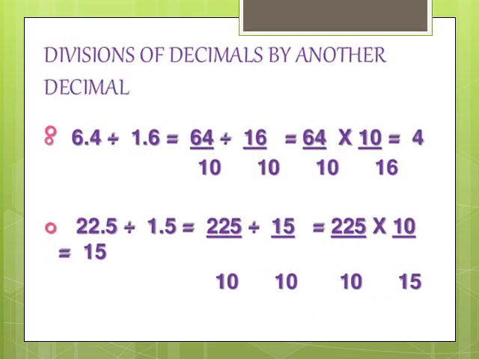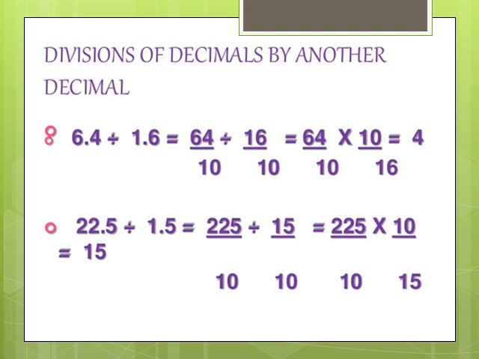Let's look at another type of question, that is division of decimals by another decimal. Both are decimals here, but the method is the same. Again, you convert this decimal number into a fraction, that is 64 upon 10, and 1.6 is converted into a fraction, that is 16 upon 10. When you're changing division into multiplication, you need to find the reciprocal of 1.6, that is, the reciprocal of 16 upon 10 is 10 upon 16. Solve it, reduce it, your answer will be 4.